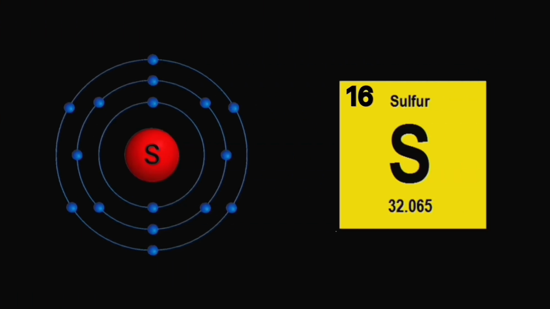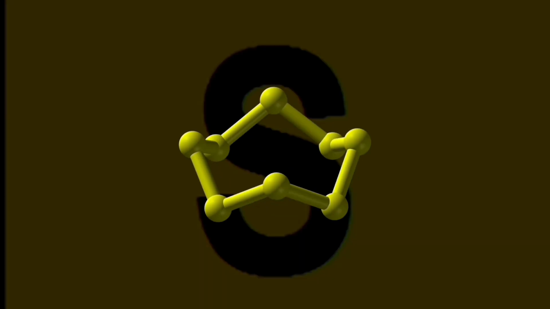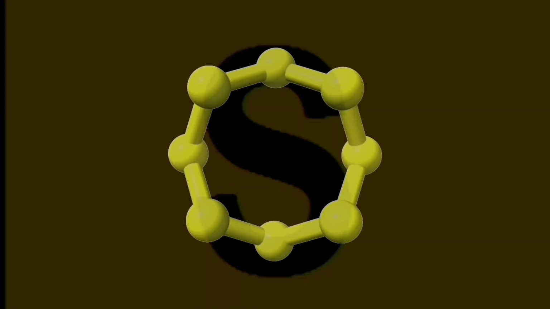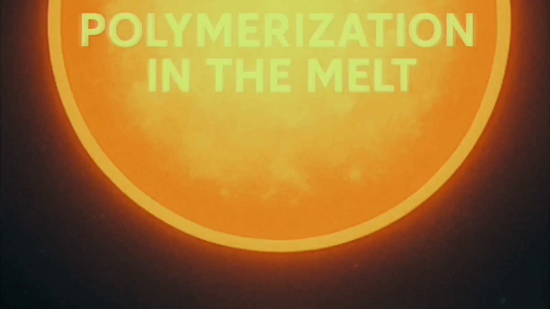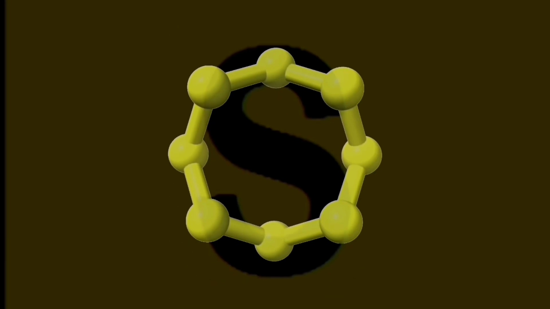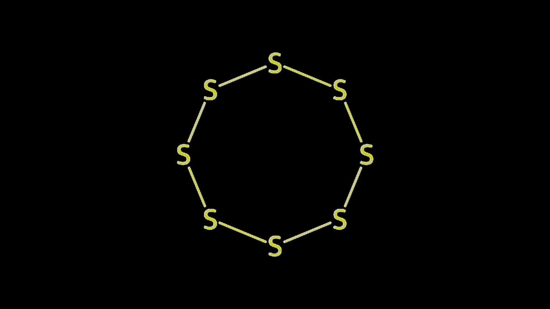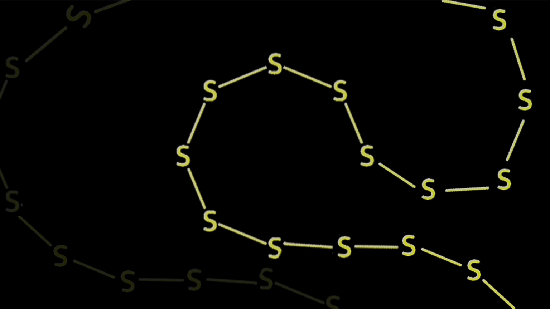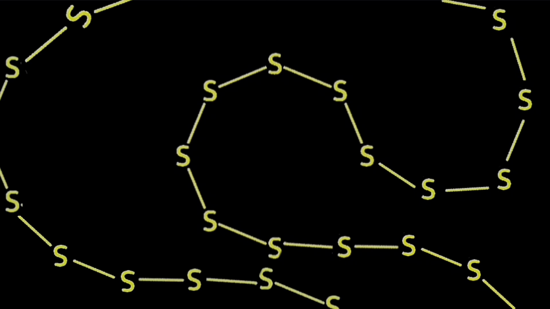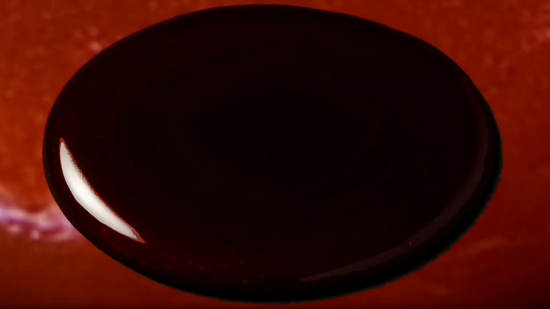When heated to about 120 degrees Celsius, the familiar yellow solid melts into what we call S8 rings, small crown-shaped molecules of sulfur. By 160 degrees Celsius, these rings break open and link together, forming long polymer chains, and the liquid thickens into a dark red syrupy mass.